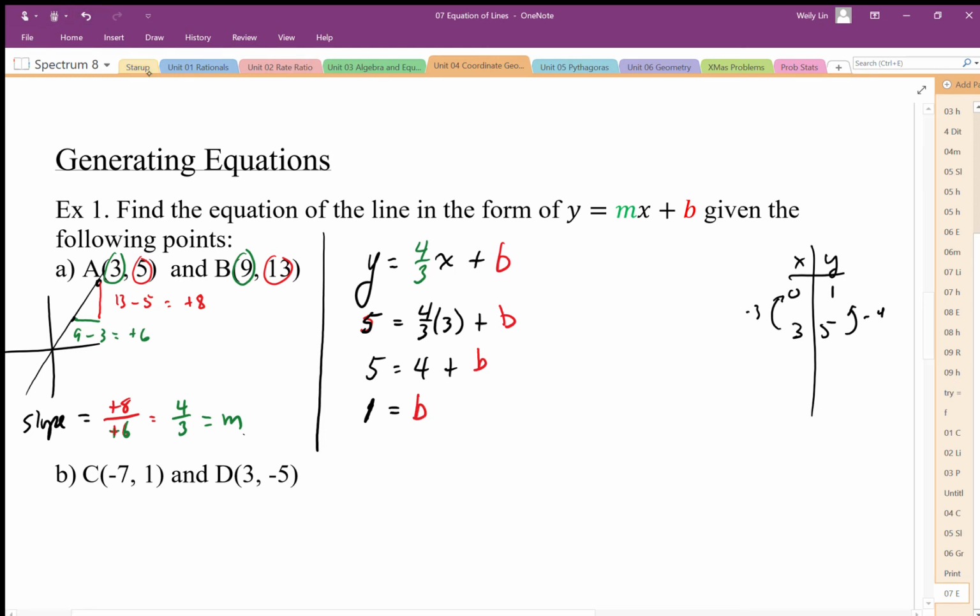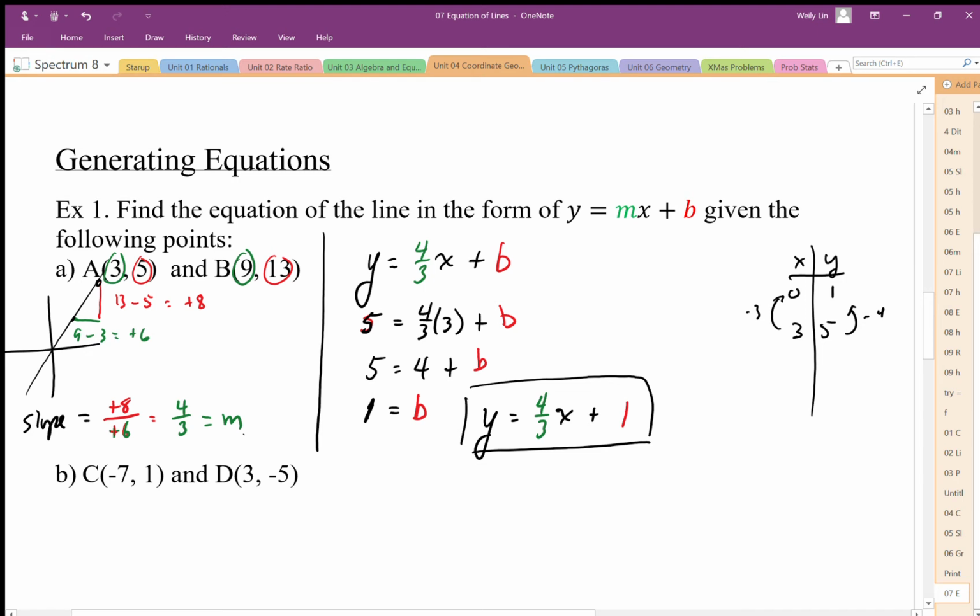So now I've come up with the equation of the line: y equals 4 over 3x plus 1. So my b is equal to 1. There it is. I've got the equation of my line, and how I did it was I calculated the slope first, set up my equation, substituted for x and y, and solved for b.